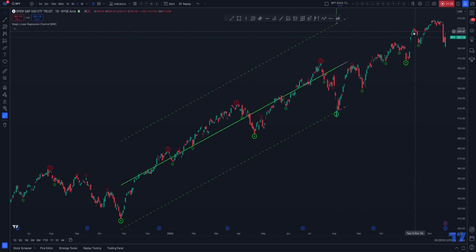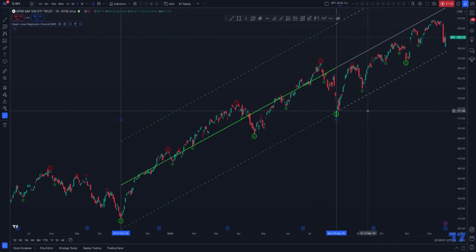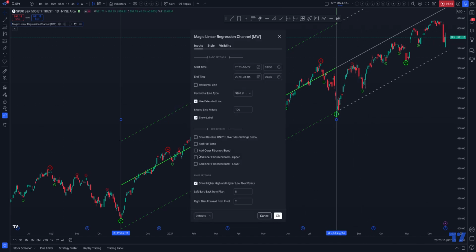And then we need to extend this out to show what was expected in the future following this low right here. So I'm going to extend that out another 100 bars. There we go. And I also want to add some interior bands, some Fibonacci bands. I want to add the half band, which puts a band in between the upper and the lower. And then we'll add the inner Fibonacci band upper.